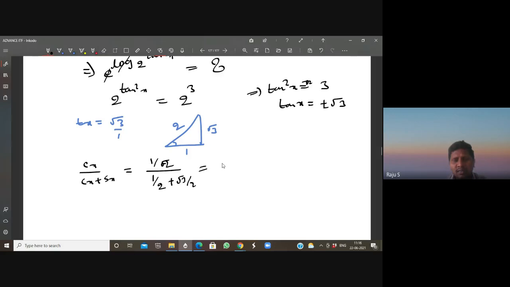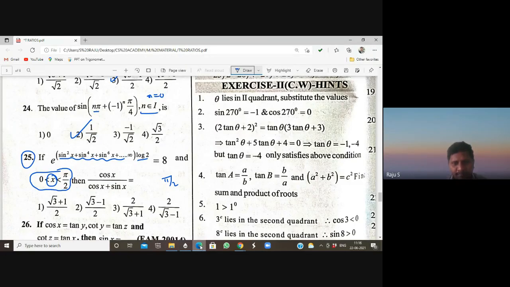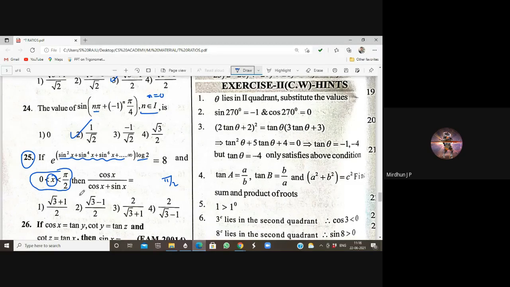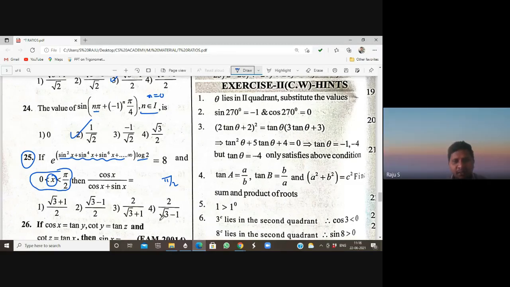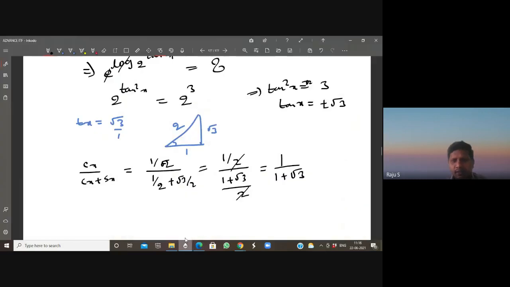Now take the LCM. 1 by 2, the LCM denominator, 1 plus root 3 whole divided by 2. The 2 gets cancelled. Finally, we got 1 by 1 plus root 3. Is there any option 1 by 1 plus root 3? Sir, we need to rationalize. Yeah, there is no such option, so you can rationalize. Rationalizing with what? Root 3 minus 1.